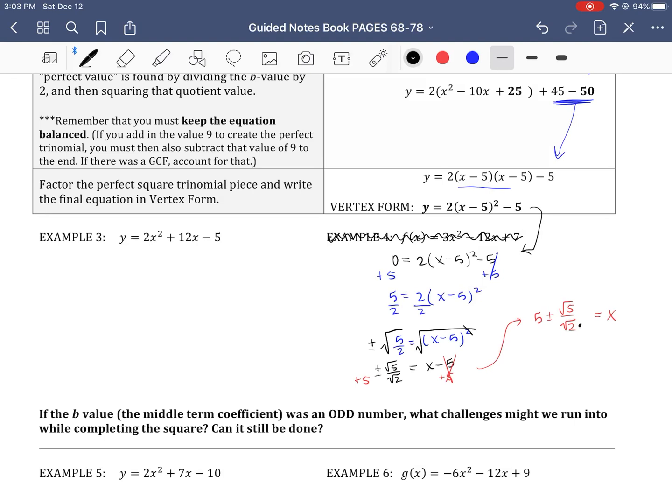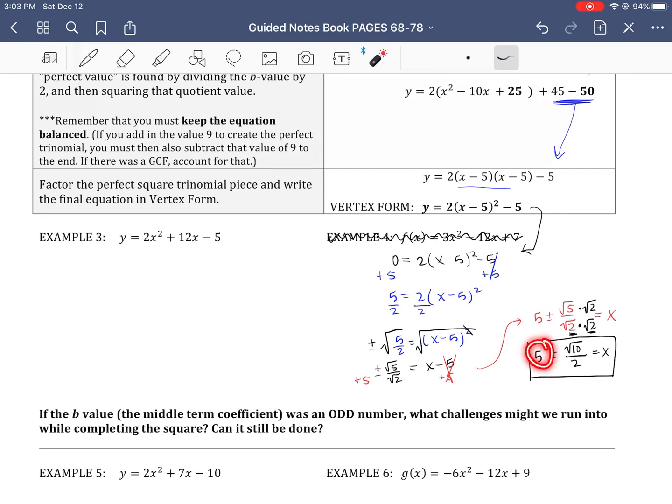However, we don't like to leave radicals in the bottom, so remember to rationalize or get rid of a radical there. We multiply it by itself. So when we do this, we end up with 5 out front, plus or minus, if I do the radical of 5 and multiply it by square root of 2, that's square root of 10, all over the square root of 2 times the square root of 2, which is the square root of 4, which is 2. So this would represent our final answers for this.